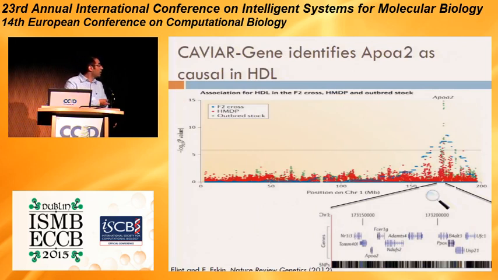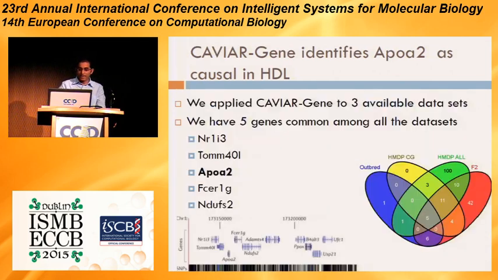So we have GWAS results for the HDL phenotype for 3 different mouse studies: F2 cross, HMDP, and outbred. And we know there exists a causal gene called APOA2, which was validated by previous people. This is the Manhattan plot of chromosome 1 that I borrowed from a Nature Reviews paper by Jonathan Flint and Eleazar Eskin.